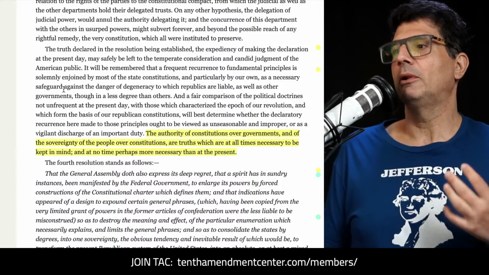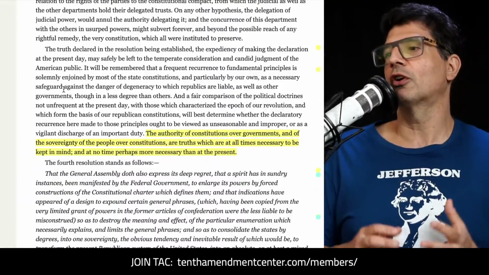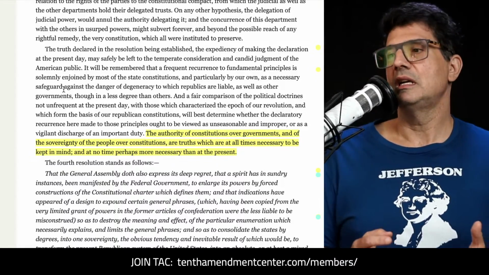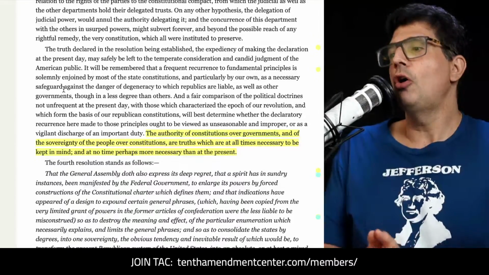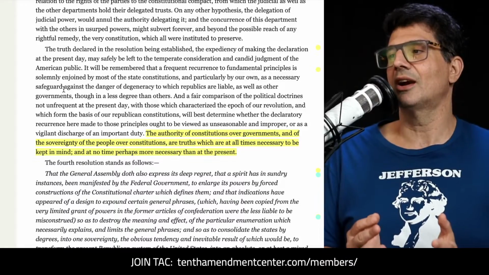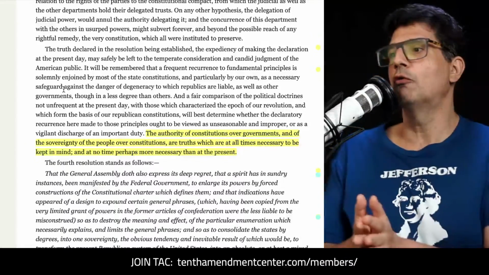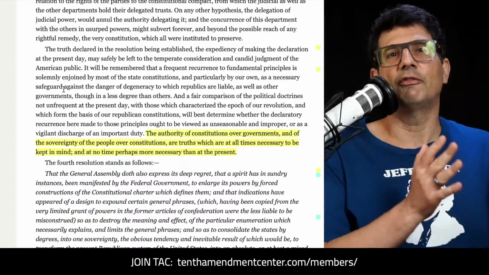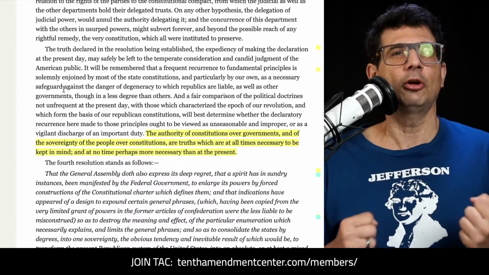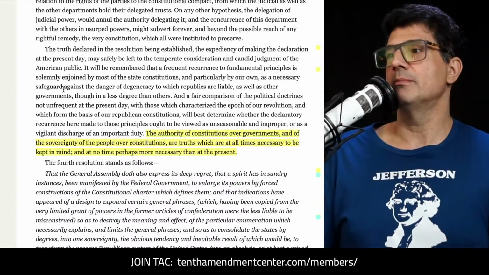And this is based on the political doctrine, according to James Madison, that the authority of constitutions over government and of the sovereignty of the people over constitutions, he said, are truths which are at all times necessary to be kept in mind, and at no time perhaps more necessary than at the present. So again, the authority of constitutions over governments and the final authority of the people over constitutions. This was the essential political doctrine to James Madison that made up the foundation of the American Revolution.